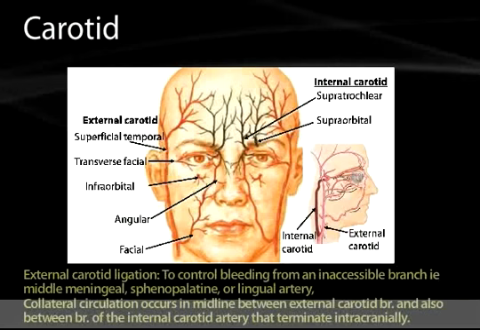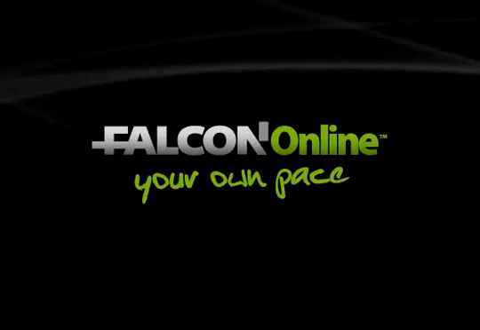Here you can see that there's enough collateral circulation that will occur towards the midline and the external carotid branch that it won't be necessary to have both functioning fully. This concludes section 39. In our next section, we'll start looking at the autonomics of the head and neck.